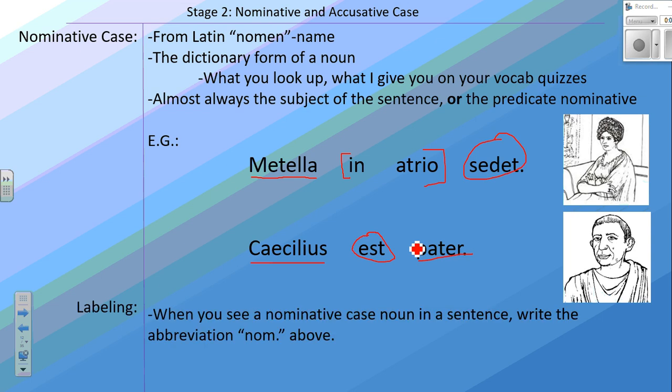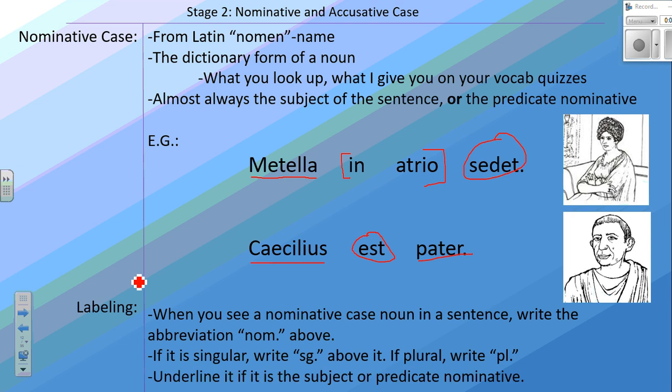All right, when you label, so labeling, remember so far we've just done this underlining thing. I actually want you to add another step in now. When you see a nominative case noun in a sentence, I want you to write the abbreviation nom above it. And then if it's singular, write singular. And if it's plural, write plural. And then underline it like we've been doing. So I would write above Metella, I can't write very well with this little thing, so you'll have to give me a little leeway there. Nominative, SG for singular.